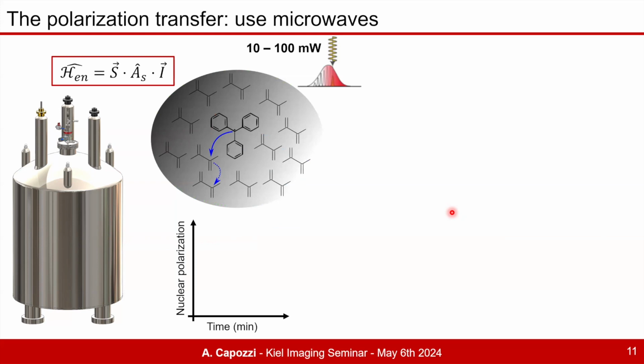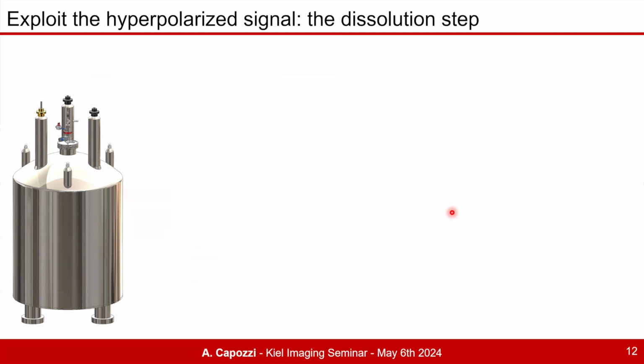Then, we have this system that is dipole coupled. We start shining microwaves on the system, and if we connect an NMR spectrometer to the sample, we will see the NMR signal slowly increase. And when we are happy about the polarization level, we can do what is called the dissolution step. So we inject in a controlled way hot buffer into the cold environment of the polarizer to suddenly melt the sample and extract a solution that is hyperpolarized.